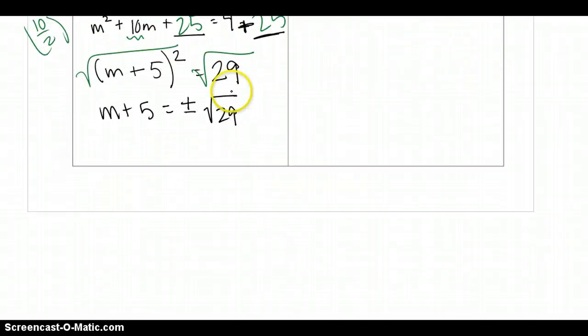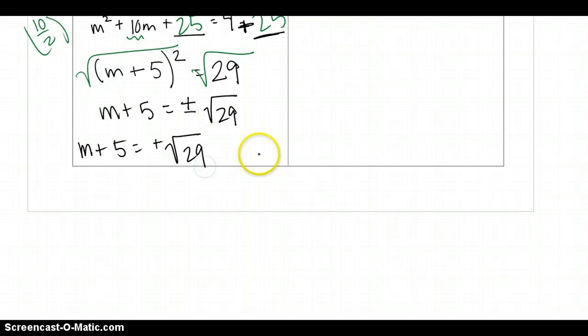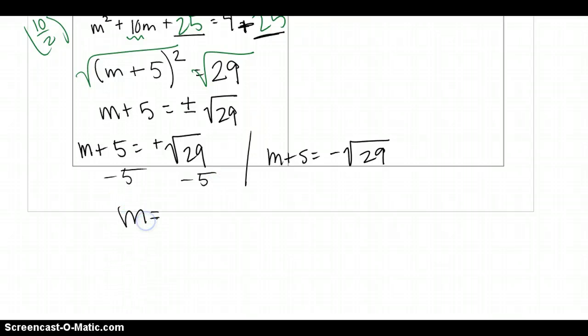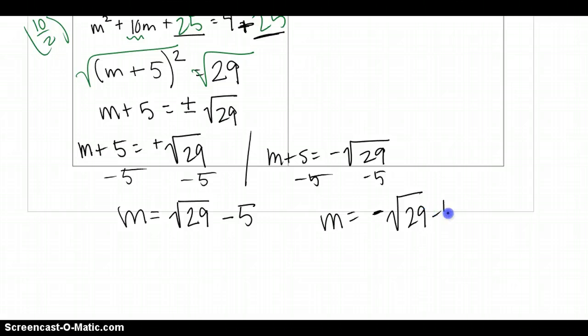But I'm going to leave it like that for now and just put it into my calculator at the very end. So I'll have as my two equations, m plus 5 equals positive square root of 29, and m plus 5 equals negative square root of 29. Both times I need to subtract 5 from both sides. So I can plug into my calculator, m equals square root of 29 minus 5. And on the left, if I subtract 5 from both sides, m equals negative square root of 29 minus 5.